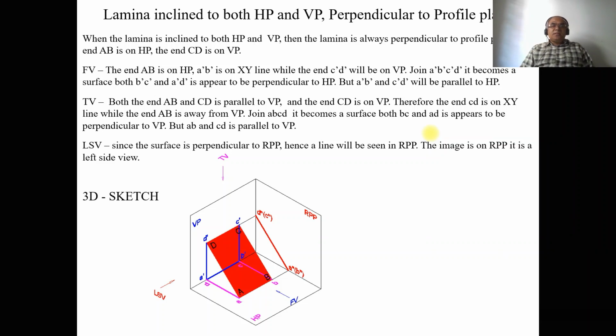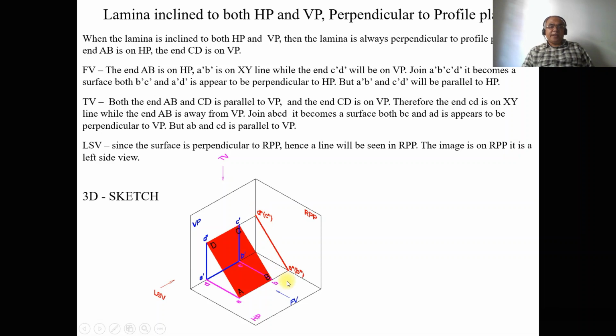So, when the lamina is inclined to both HP and VP, then the lamina is always perpendicular to the profile plane. That is, the end AB is on HP and the end CD is on the vertical plane. You can see this here. So, when you look from the left side view, you can see the line is inclined to VP and also inclined to HP. Since it is perpendicular, that is 90 degrees to the profile plane, obviously you are getting a line here in the profile plane.